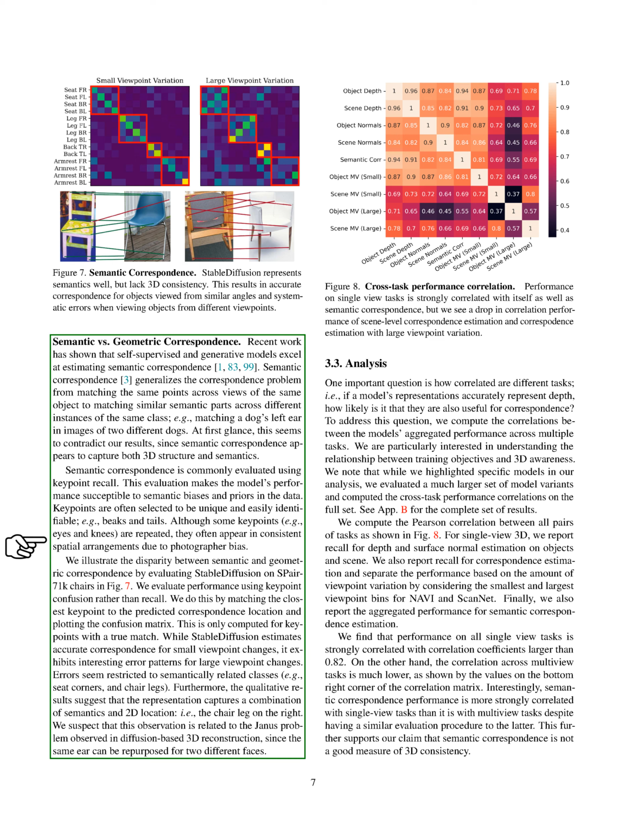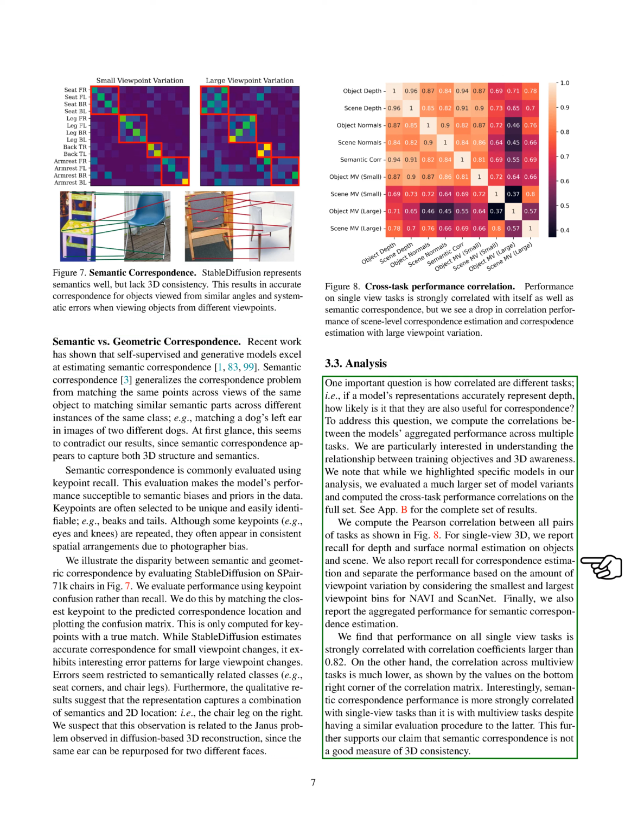Section: Analysis. In this section, we explore how different tasks are correlated in visual models. We investigate if a model's ability to represent depth also makes it useful for correspondence tasks. To answer this, we analyze the correlations between the model's performance across various tasks. We focus on understanding how training objectives relate to 3D awareness.